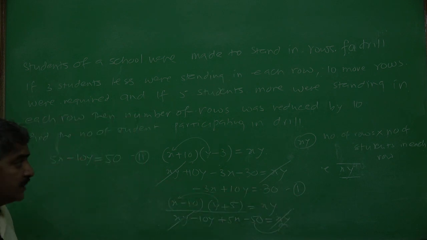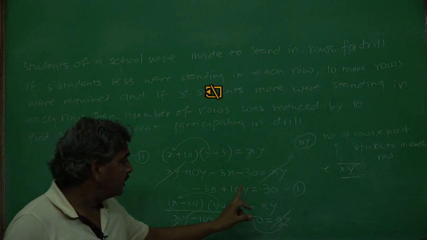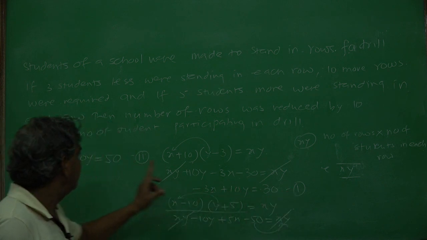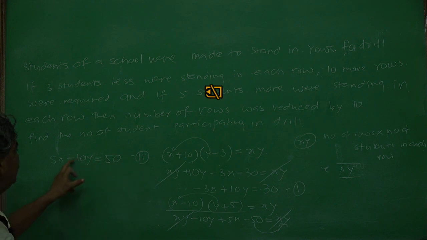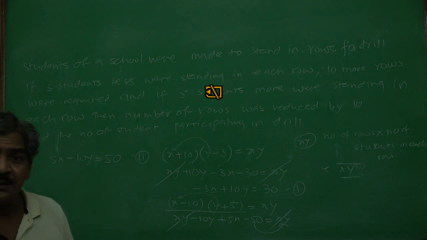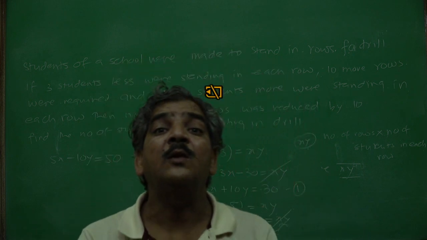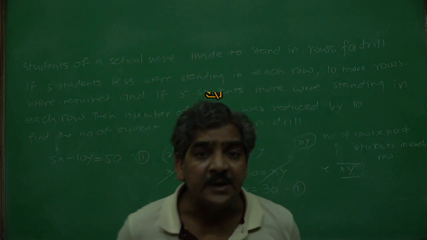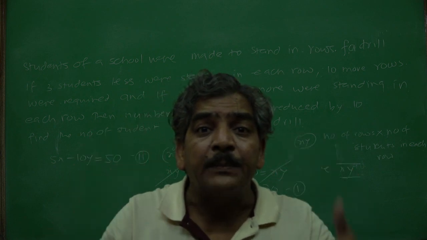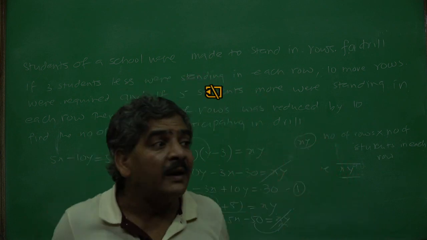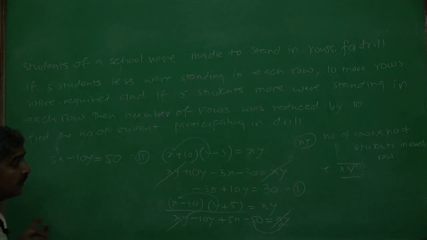I reached an answer. In equation number 1, the coefficient of y is 10. In equation number 2, the coefficient of y is minus 10. So in both equations, the coefficient of y is equal in magnitude and opposite in sign. So I can add the equations directly. No need for extra calculations.